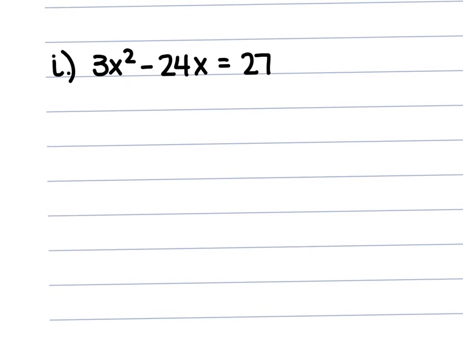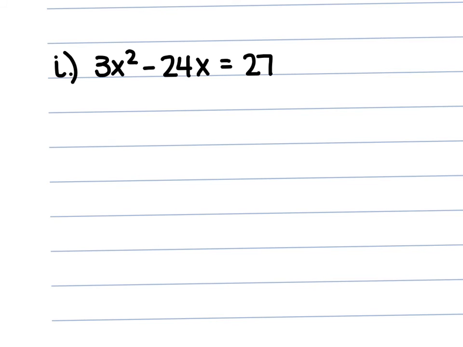Last but not least, tell me what my first step is going to be. Divide everything by 3. They have a common factor of 3, so let's make these things smaller. So we get x squared minus 8x is equal to 9. What's next?